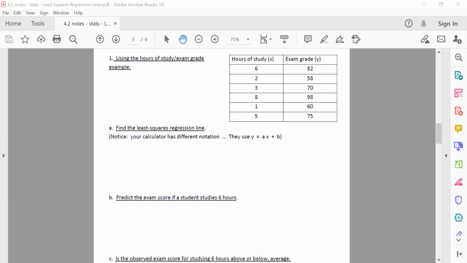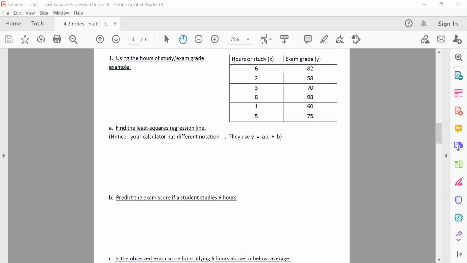So what I'm going to do is I'm going to Google, and I'm going to use a calculator that looks very similar to the one I just had. I'm going to put the data in. I'm going to let this thing do the heavy lifting and perform the calculation for me. Then I'm going to show you how to interpret it.